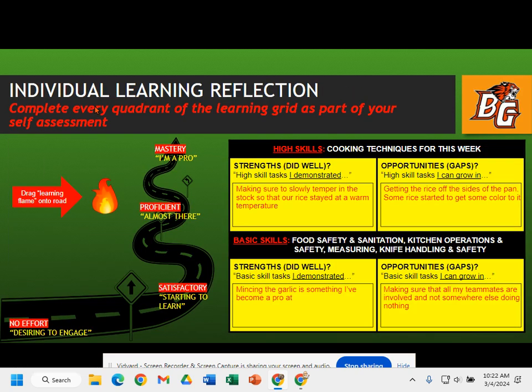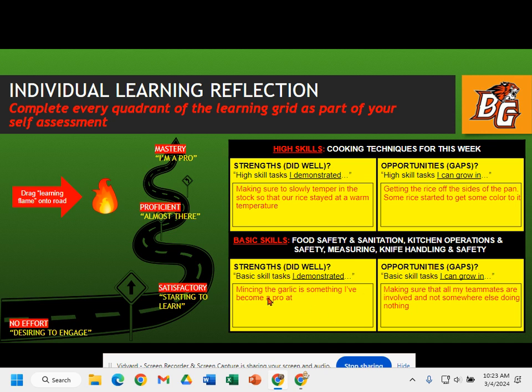And then here, you're going to do an individual reflection on where you landed on effort, satisfactory, proficiency, and mastery. And you're going to evaluate your high skills, which are cooking techniques, for this week. And then you're going to demonstrate an evaluation of your basic skills, which are the things that we learned at the beginning of the semester. How did we do for food safety and sanitation, kitchen operations and safety, measuring, knife handling, and safety? Okay, so you would think about the basic skills that we learned at the intro of the semester.